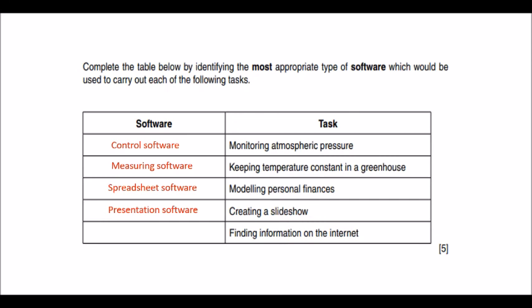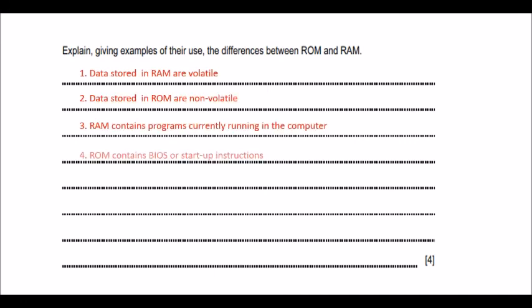For example, PowerPoint. And finally, finding information on the internet. What kind of software is that? We say internet browser, for example Google Chrome, Internet Explorer, Firefox, and some other types of browser. Next question. Explain, giving examples of their use, the difference between ROM and RAM. That's very similar to the question we mentioned earlier. 1, 2, 3, 4. I've already explained this one earlier.